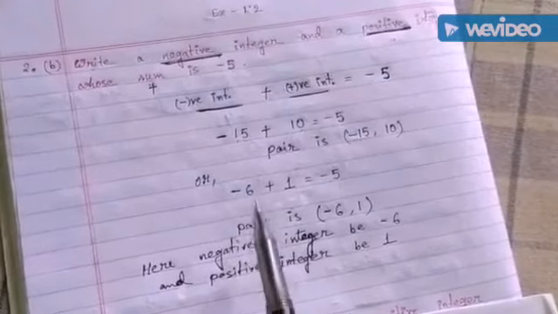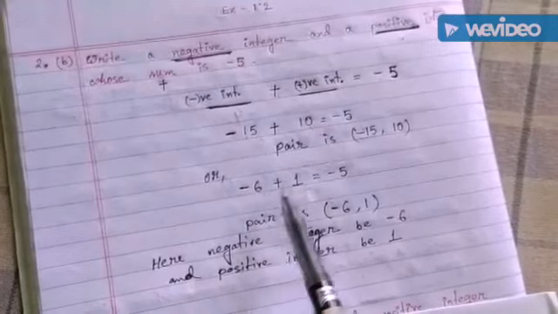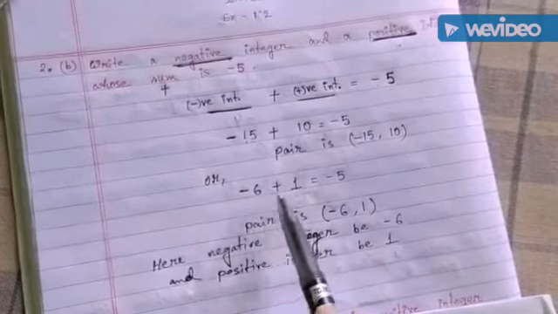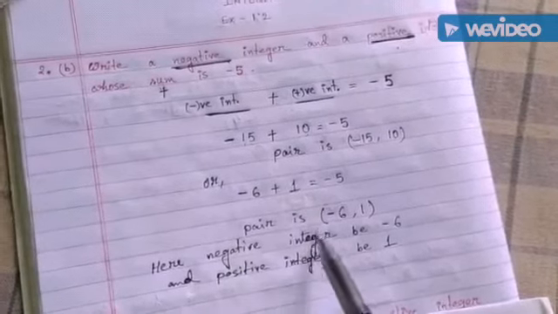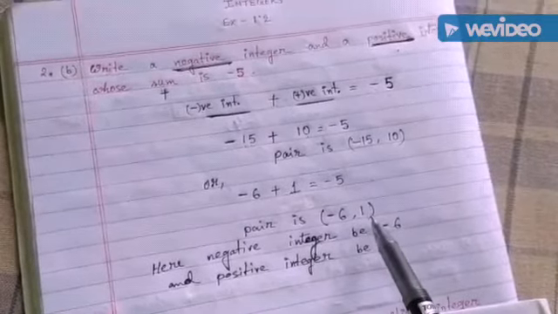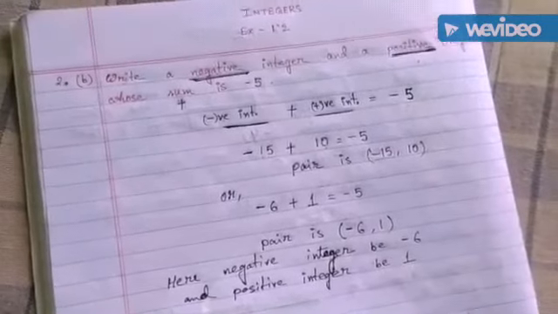Another example: minus 6 and 1. The positive integer is 1, the negative integer is minus 6. Here also the pair is minus 6 and 1. If you calculate it, you will get minus 5.